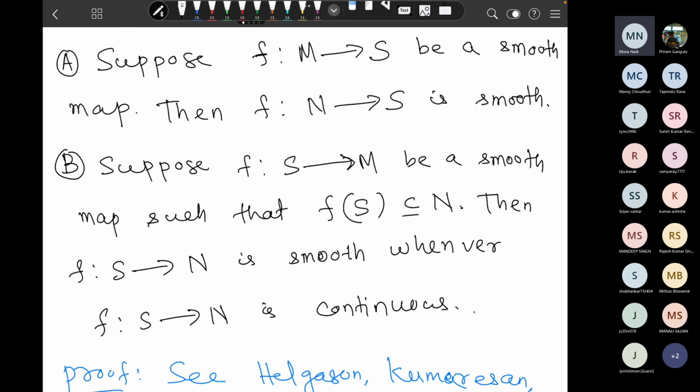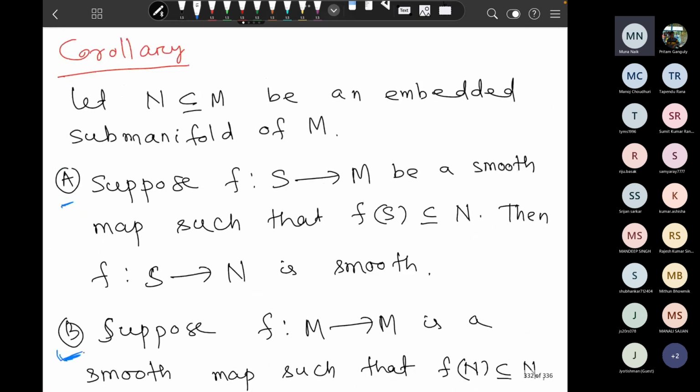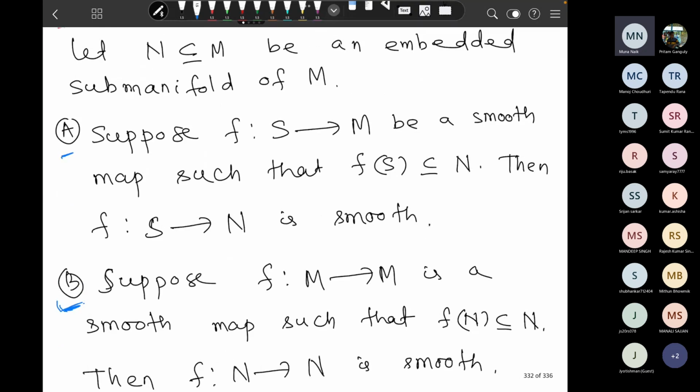Okay. So one thing is, if this is an embedded submanifold, then this condition that F from S to N is continuous will come from the fact that F from S to M is smooth, because if something is an embedded submanifold of M, then it has the subspace topology of M. So therefore, this will come automatically, and therefore we will have a corollary. Corollary: let N subset of M be an embedded submanifold of M. Suppose F from S to M is a smooth map so that F(S) is a subset of N. Then F from S to N is smooth. Okay. So this means restriction on the range side is also smooth.